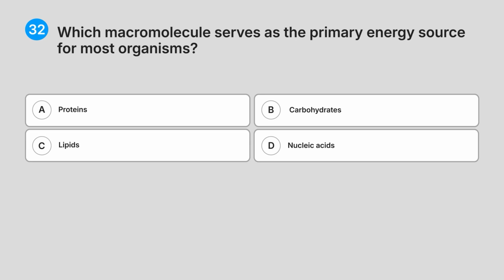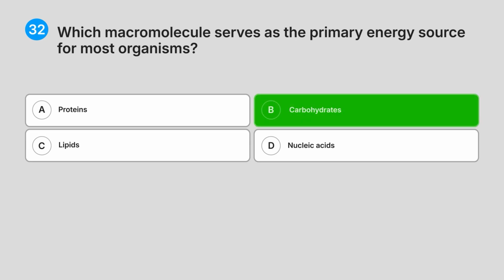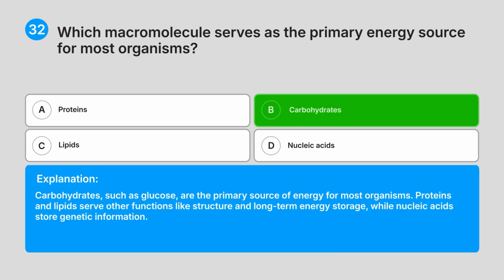Correct answer: B. Carbohydrates. Explanation: carbohydrates such as glucose are the primary source of energy for most organisms. Proteins and lipids serve other functions like structure and long-term energy storage, while nucleic acids store genetic information.